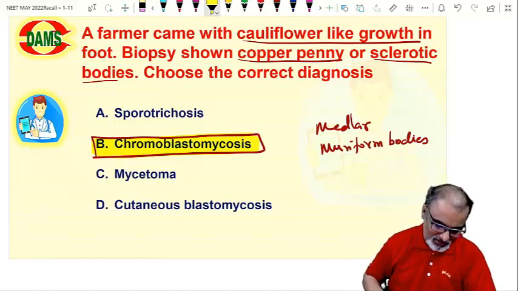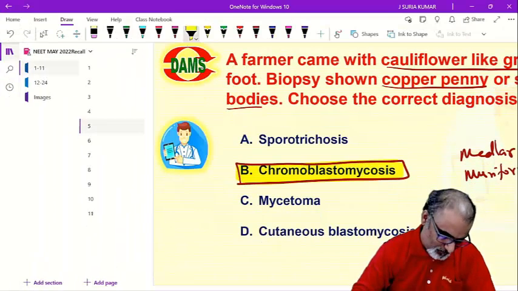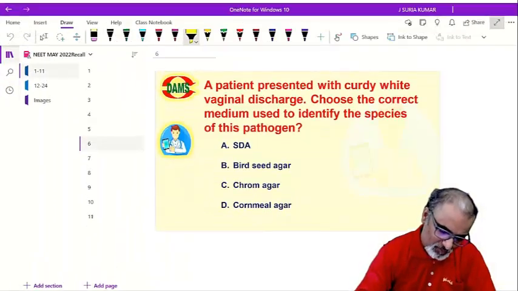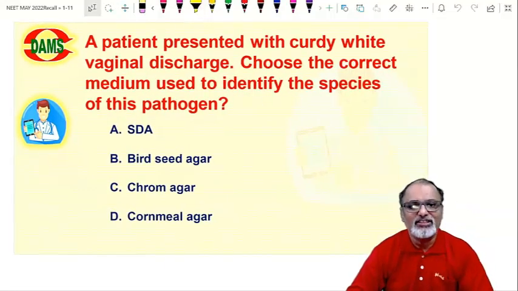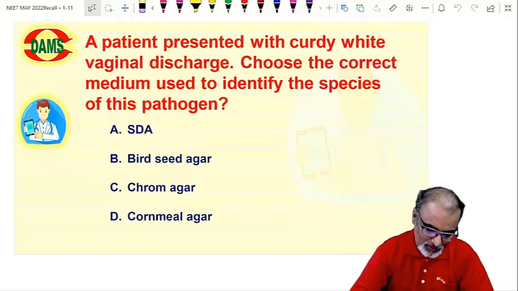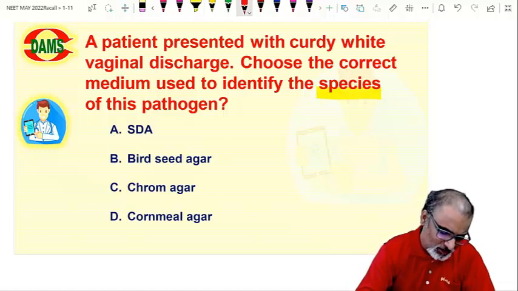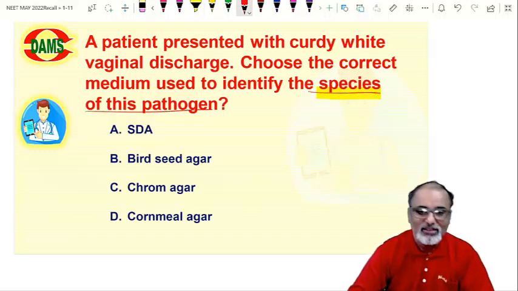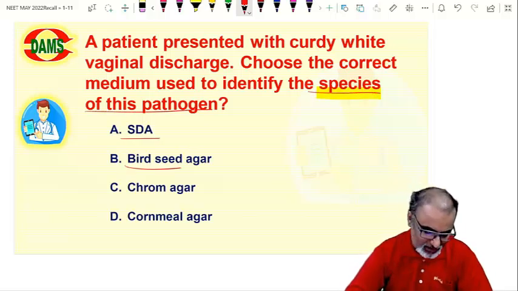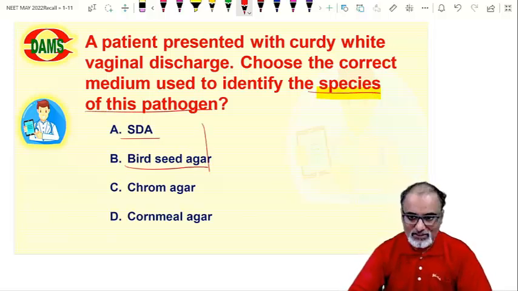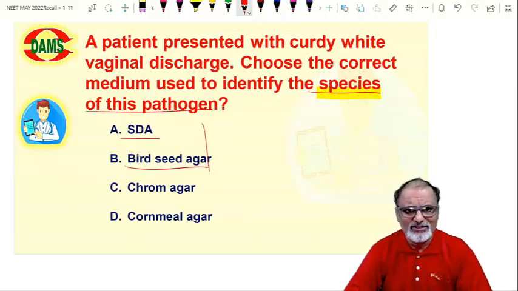Okay. Next is a patient presented with curdy white vaginal discharge. Choose the correct medium used to identify the species of this pathogen. Here also I got two types of question. Very first, what my kids sent, sir, what is the medium? And they put only SDA and birdseed agar. These two only I got first. Very first hand information. I thought the question was very silly and direct. After that I got the full version of the question.